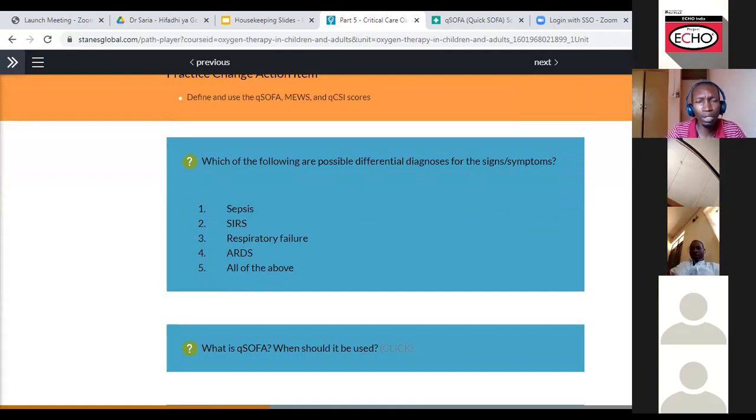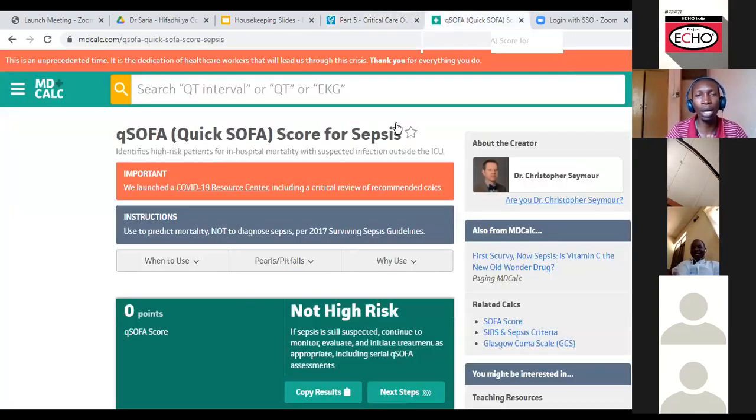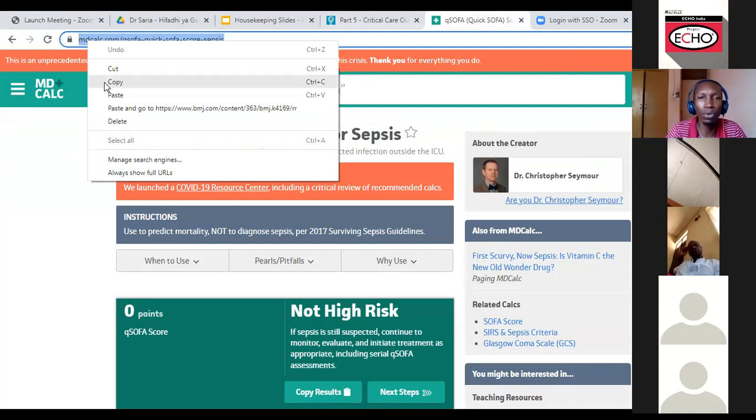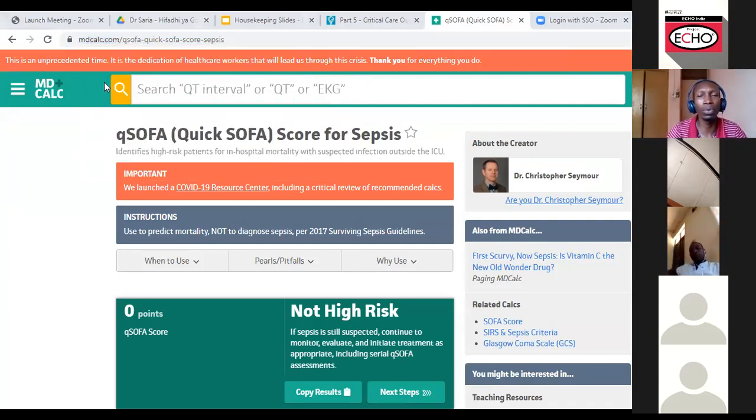So qSOFA. Here, we have to know first of all what the meaning is. qSOFA is a quick Sequential Organ Failure Assessment. So it's an assessment you use to assess organ failure very quickly. Any patient who is in a critical condition, you can apply this score to determine if there is any risk of losing the organ or not, so that you can provide critical care much earlier.